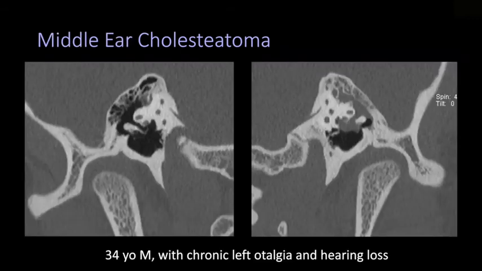Middle ear cholesteatoma can also be a cause of chronic primary otalgia, and here we have a 34-year-old male with chronic left-sided otalgia and hearing loss. And here we see lobulated soft tissue in the left middle ear cavity and erosion with absence of the long and lenticular processes of the incus compared with the normal right side.